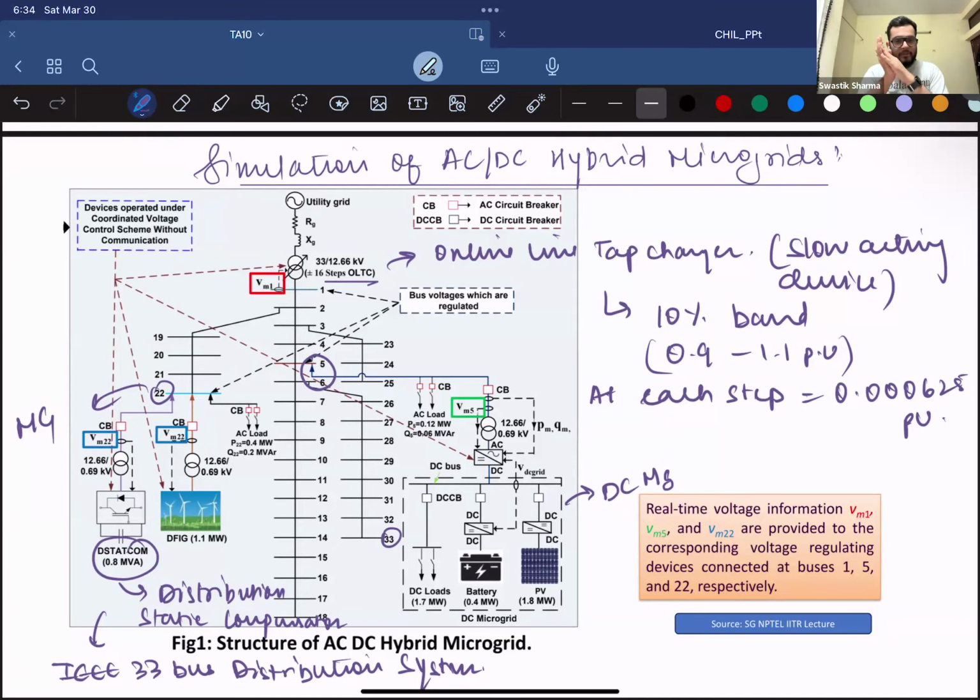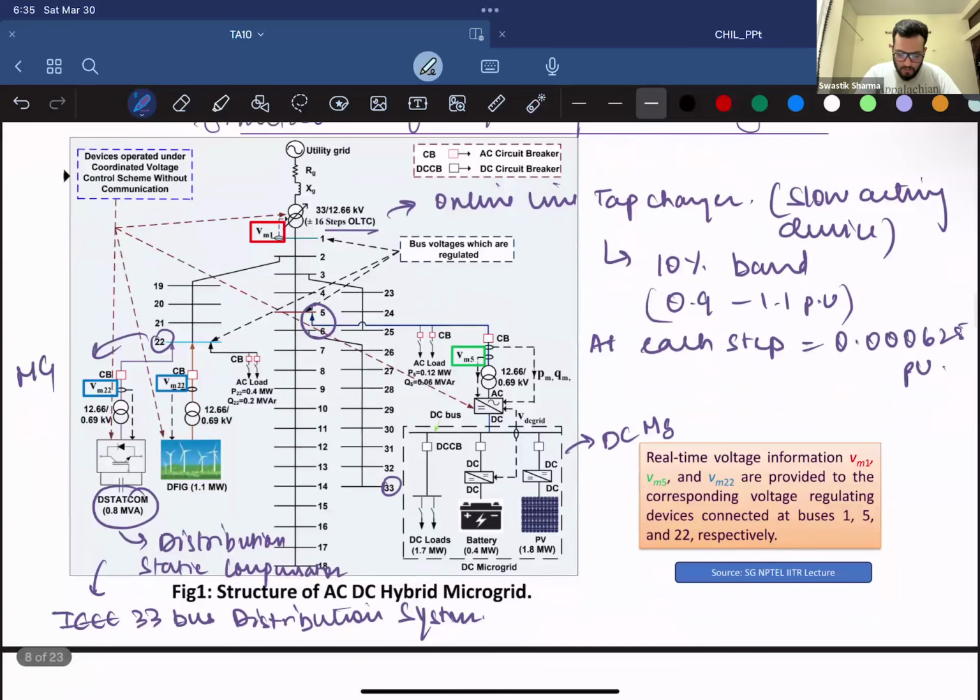So what you want to do is you want to have a coordinated voltage control over the whole system in such a way that voltage at 5, 22 and 1, the voltages at these buses are regulated while compensating for the power which is being demanded or being input from those ends.